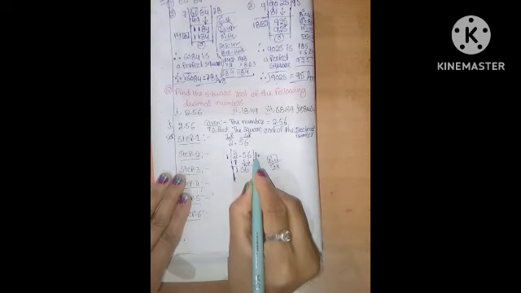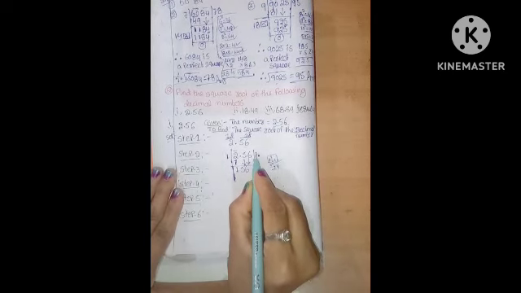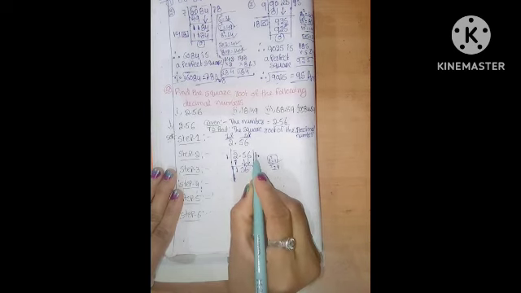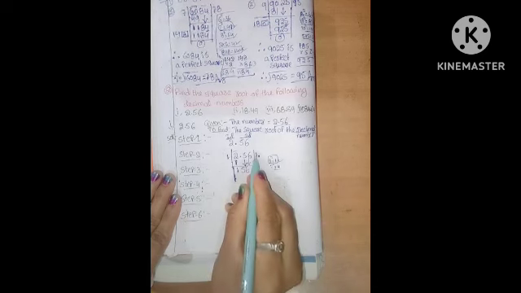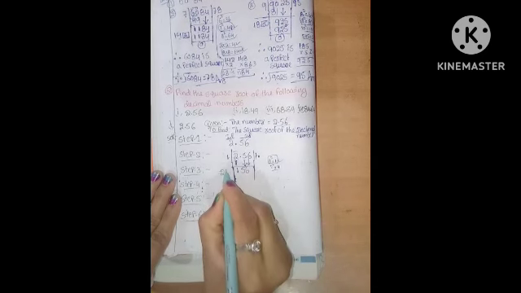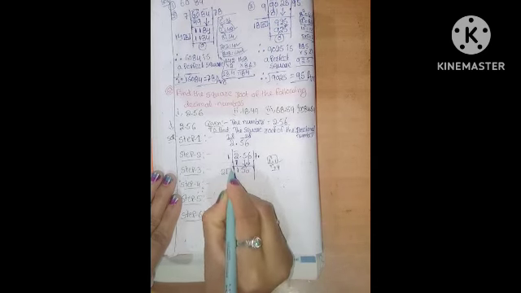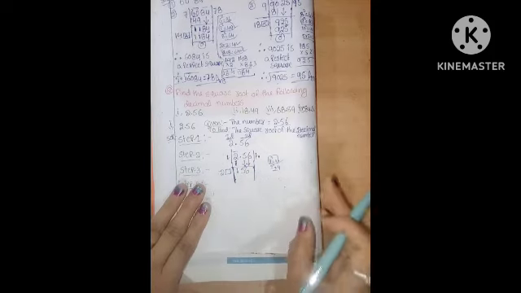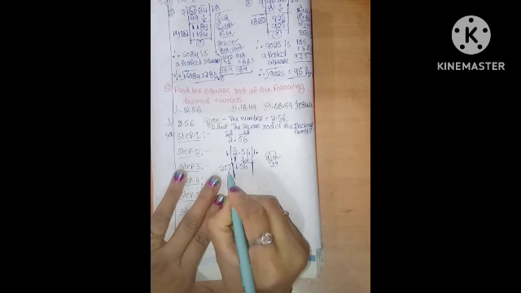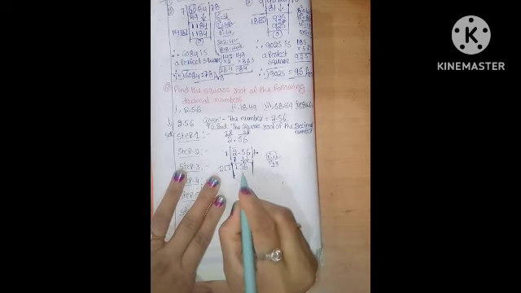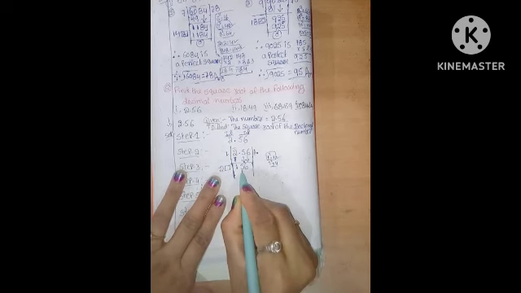Next, find the new divisor. How will you find the new divisor? Double the coefficient: 1 doubled is 2. And write an empty box on the right side. This is the new divisor, and this is the new dividend.